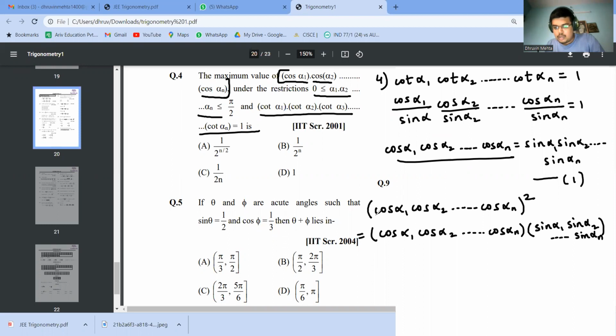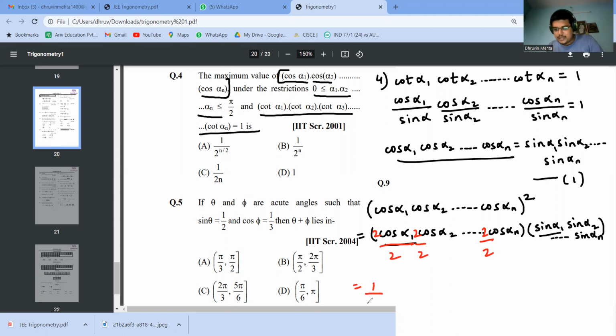All right. Now see, if we take cos alpha 1, sin alpha 1 together, which formula does this look like? Sine 2 theta. But 2 is missing, right? It is sine 2 theta, but 2 is missing. So what we'll do is we will multiply by 2, divide by 2. ऐसे 2's कितने होंगे? Total how many 2's are we multiplying, dividing? n. N 2's.